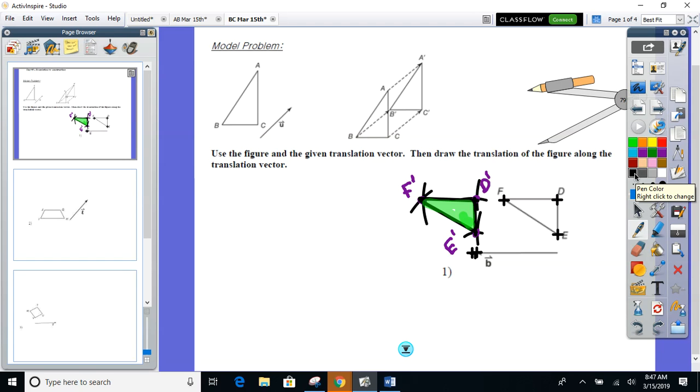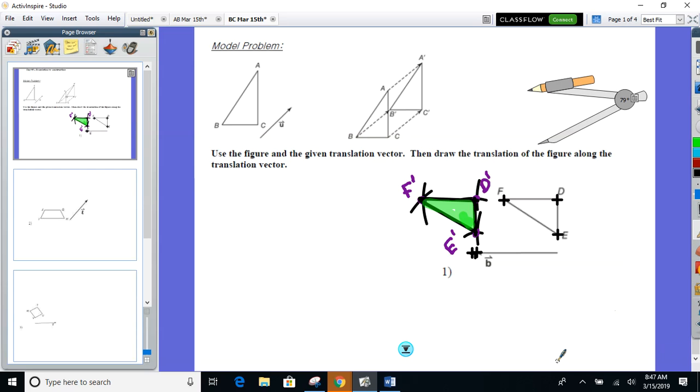And it's an easy check. It should be going in the same direction that the vector is. It should never be flipped over the vector. All right, it should never be flipped. It should always move in the direction the vector's going. All good?